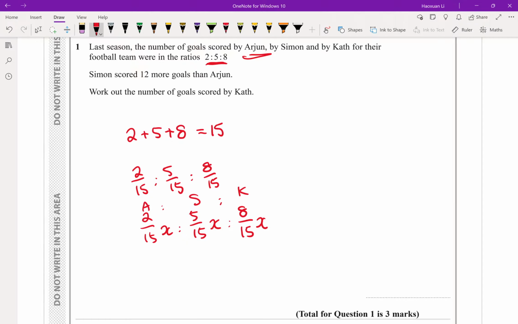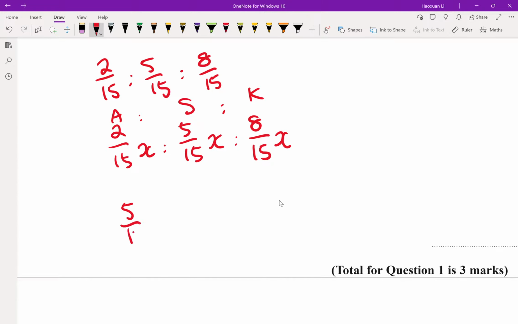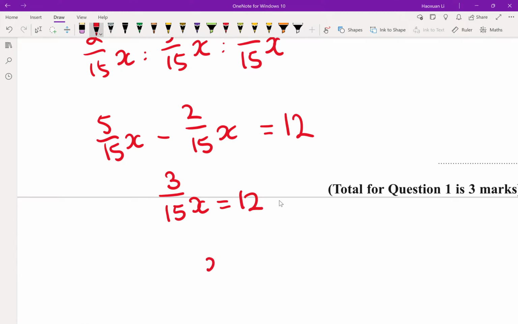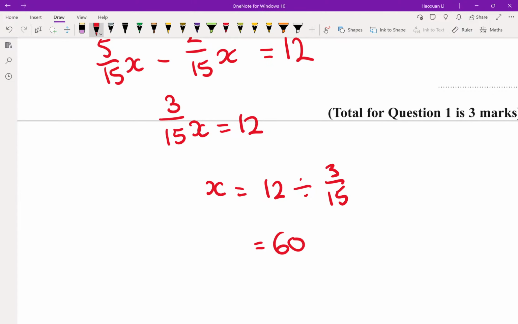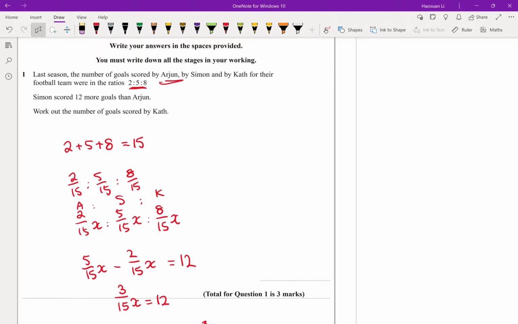So Simon scored 12 more goals than Arjun. Therefore, 5/15 x minus 2/15 x is equal to 12. And that will be 3/15 x equals 12. So x will be 12 divided by 3/15, and this should give 60. So the whole thing is 60, like the total score by all these three people was 60.